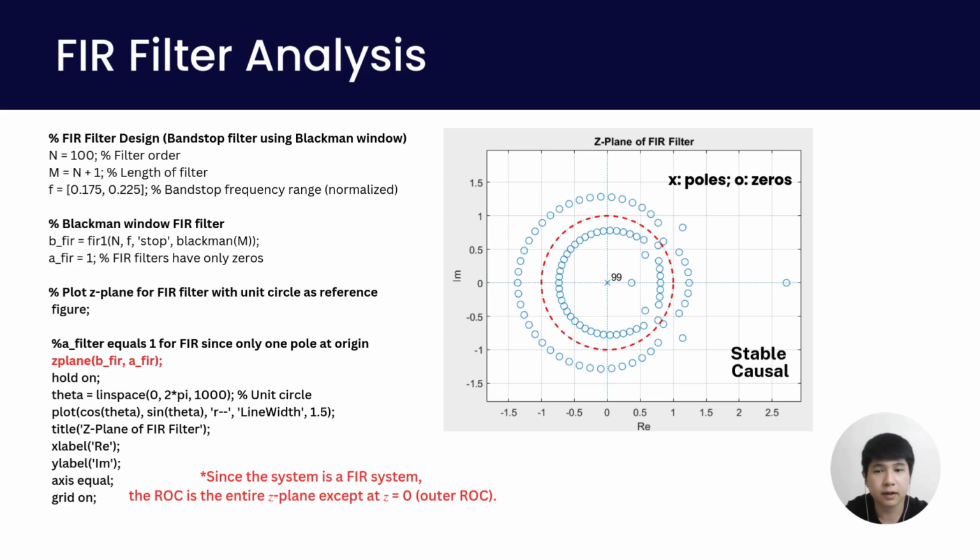So in MATLAB, first we set up the FIR filter, and secondly, we visualize the poles and zeros of the FIR filter after the transform using zplane(b_FIR, a_FIR). And to check stability, we also include the unit circle as a reference. Since the system is a FIR system, we know that the ROC is the entire Z plane except at Z equal to 0. And as shown in the diagram beside, as we already confirmed the causality, we observe that the unit circle is within the region of convergence here. So this also marks the stability.